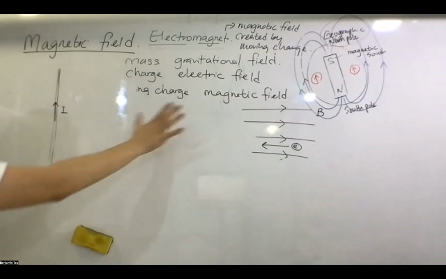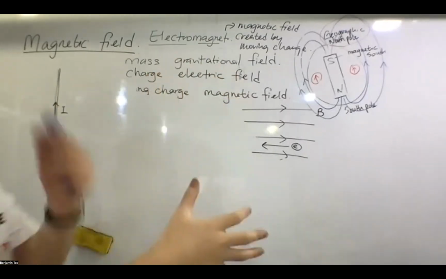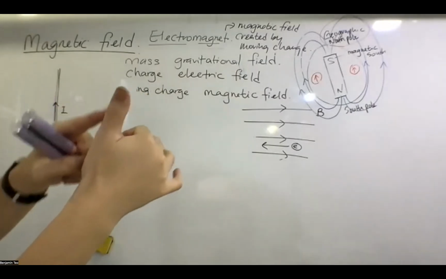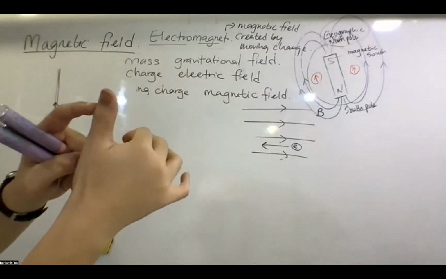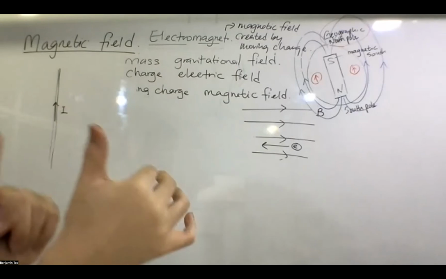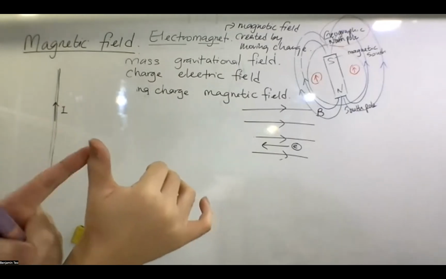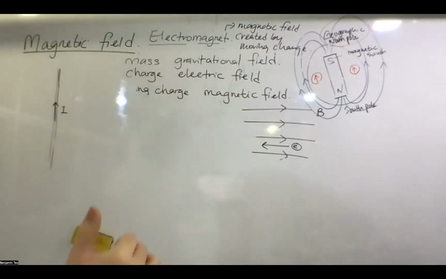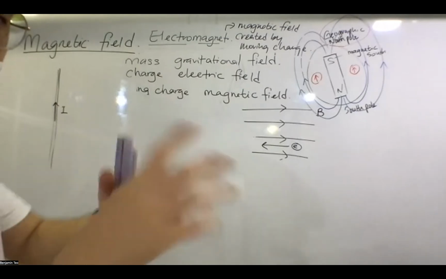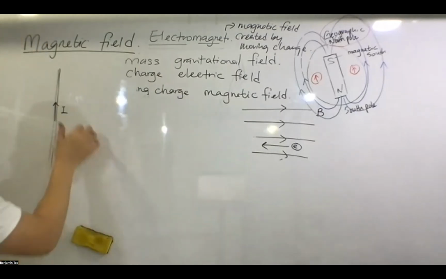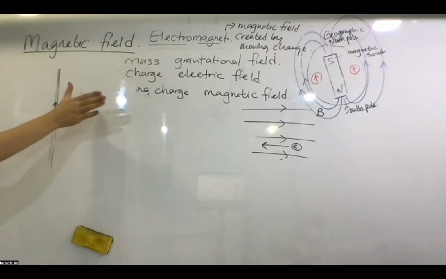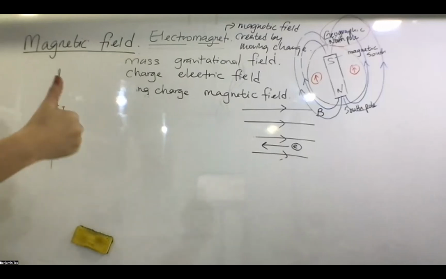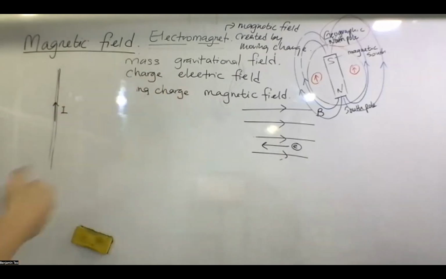This one, very easy. You use your right hand grip. Your thumb is going to be the charge direction. This one is the positive charge direction. Again, positive charge because current is the flow of positive. If it's negative, you have to reverse everything. So going up, and then you close your fingers, right? When you close your fingers, that is the magnetic field.